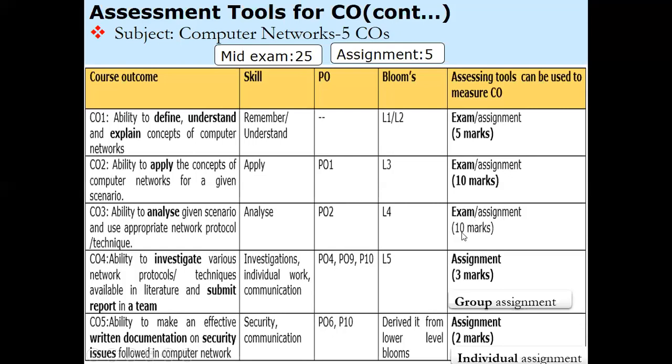Verbs like differentiate, examines, if the question comes under Bloom's level 4, it should be level 4, then you can assess the CO3. Now, in order to measure the CO4, we can use only an assessment tool like an assignment. It is not possible through exam. That's why I told you, since it is Bloom's level 5.